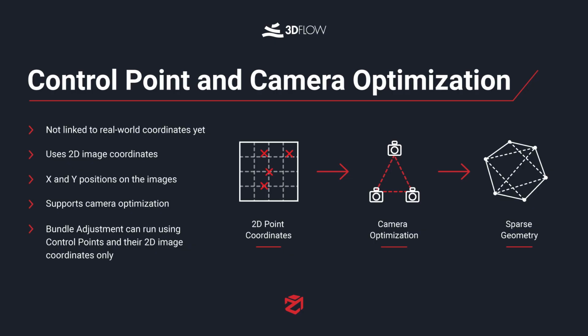Once a control point has been marked across multiple images, Zephyr records its 2D image coordinates, x and y, across each view. During camera optimization, these image observations combined with the control point's known 3D position are used in bundle adjustment to refine camera poses and improve consistency between the estimated geometry and the image data.